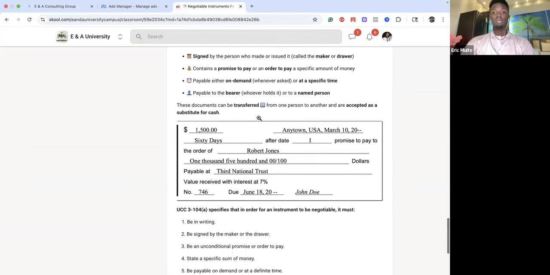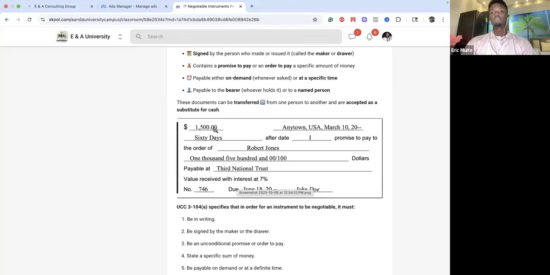Now, this is an example of a negotiable instrument. You've got the amount, and the date, and the amount of time. There's a specific amount of time for a promise to pay. Usually when you look at a check, it says void after 90 days, or it gives you a 90-day period for checks. This one says 60. March 10th, 2025, 60 days after, I promise to pay to the order of this person.